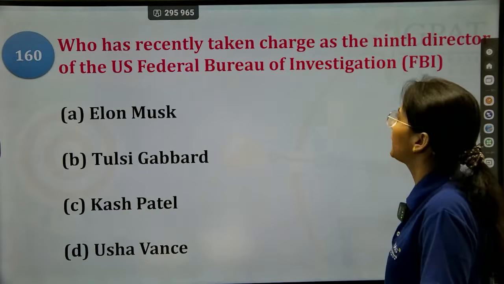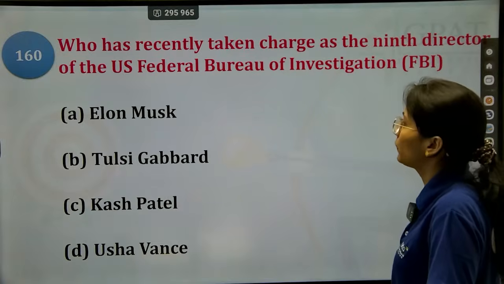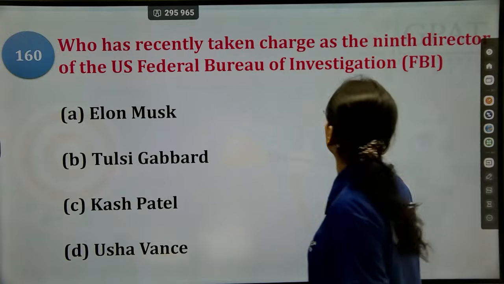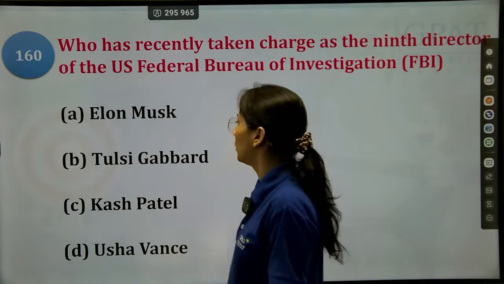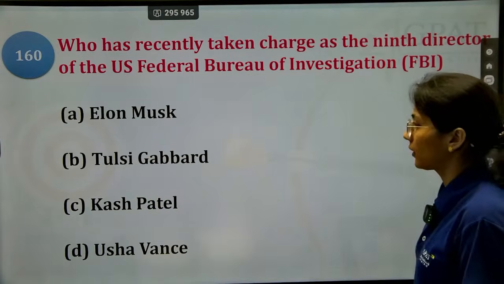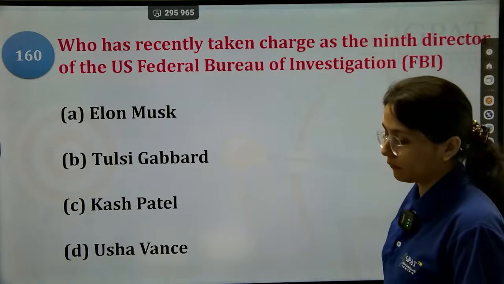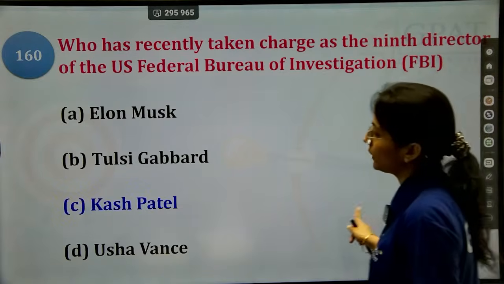Next is, who has recently taken charge as the 9th Director of the US Federal Bureau of Investigation, FBI? Elon Musk, Tulsi Gabbard, Kash Patel. So the answer is what? That is Kash Patel.